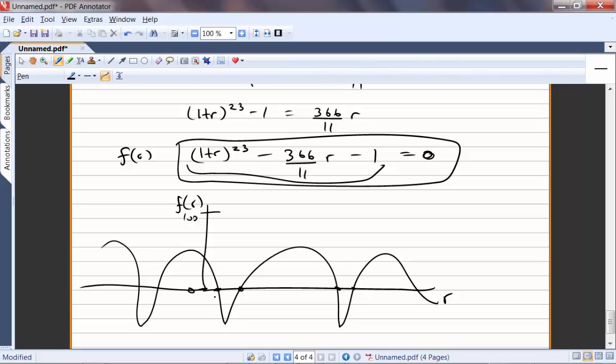And in general, when you have a polynomial of degree n, where n is any number, the polynomial has at least n roots, but it doesn't.